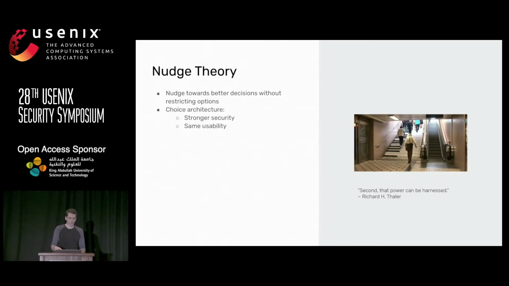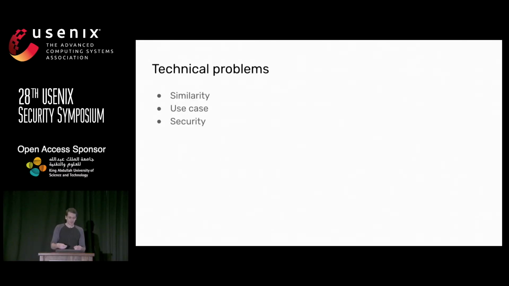So our first goal was to come up with a new choice architecture for Stack Overflow that nudges people towards reusing code examples that provide stronger security without interfering with the usability of Stack Overflow. And to be able to do that, the first thing we had to do was to find these better alternatives on Stack Overflow. So we basically had to solve three technical problems, and that was being able to predict the similarity of cryptographic API patterns, predicting their use case, and of course, their security.